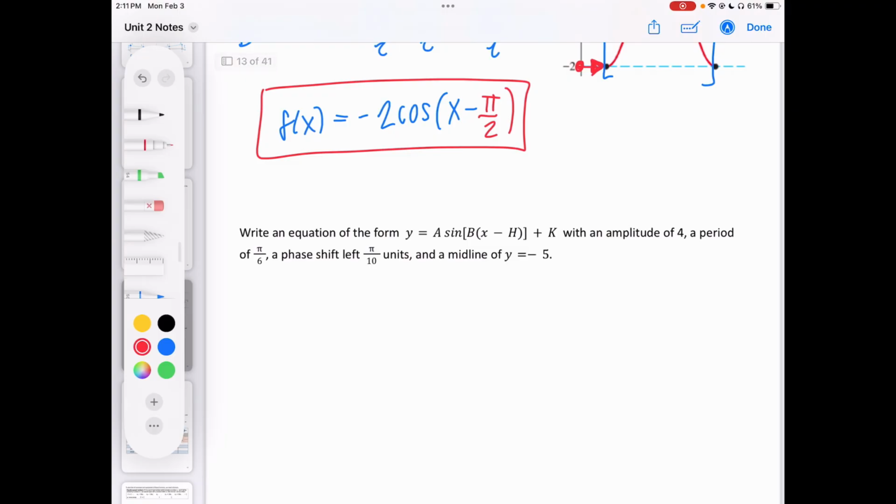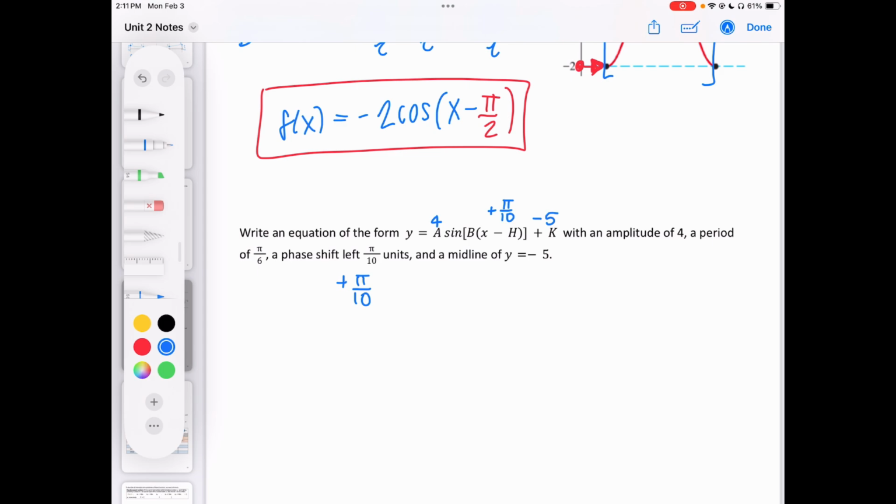And then finally, write an equation of the form for sine with an amplitude of 4, a period of pi over 6, a phase shift left, so that's going to be a plus, and a midline of y equals -5. So I immediately know that I have a 4 here, a -5 here, a plus pi over 10 here. All I have left to do now is figure out b.